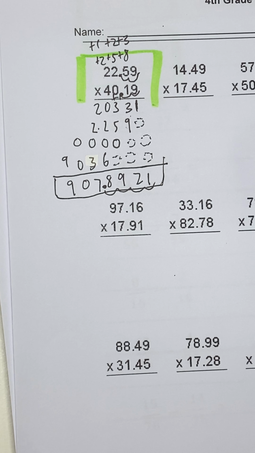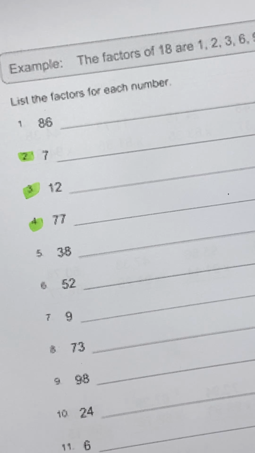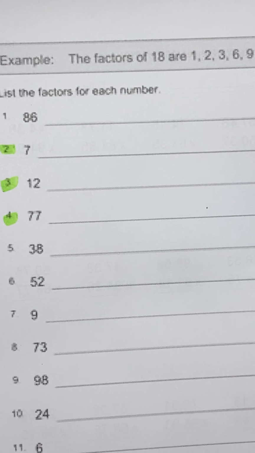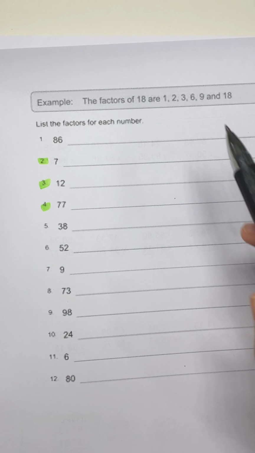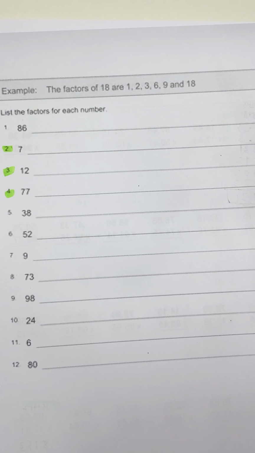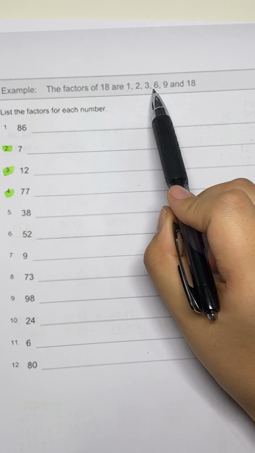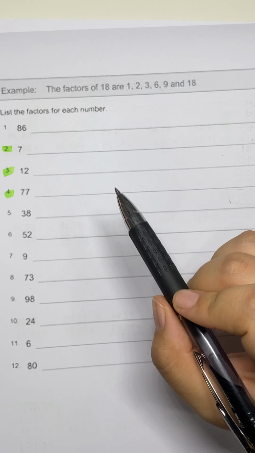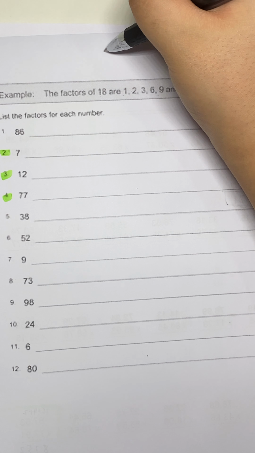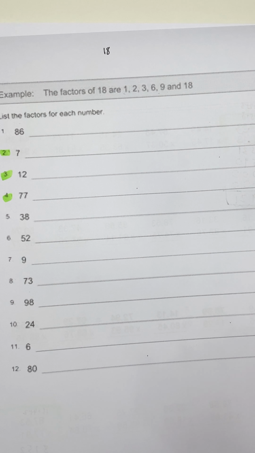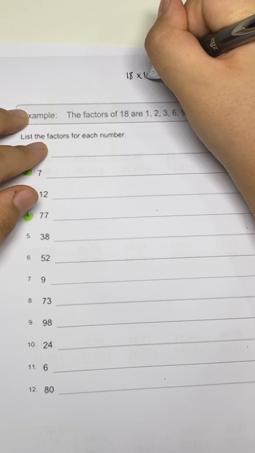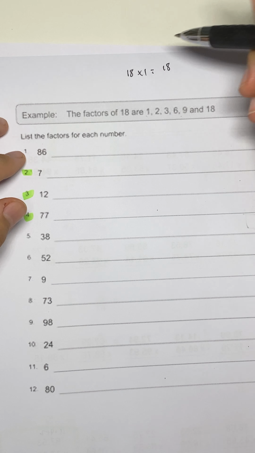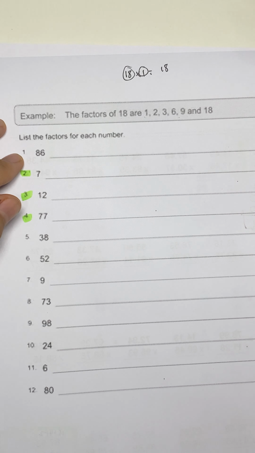Okay, so now we're going to move on to the back page. So here it says, list the factors for each number. So if you look at the example problem, it says the factors of 18 are 1, 2, 3, 6, 9, and 18. This is because you want to find what times what is 18. So you can do 18 times 1 equals 18. So factors would be 18 and 1.